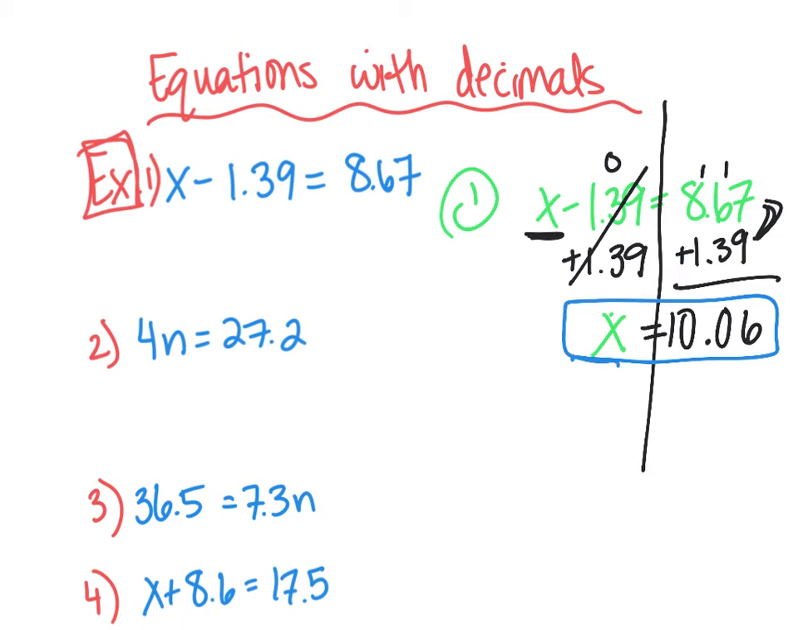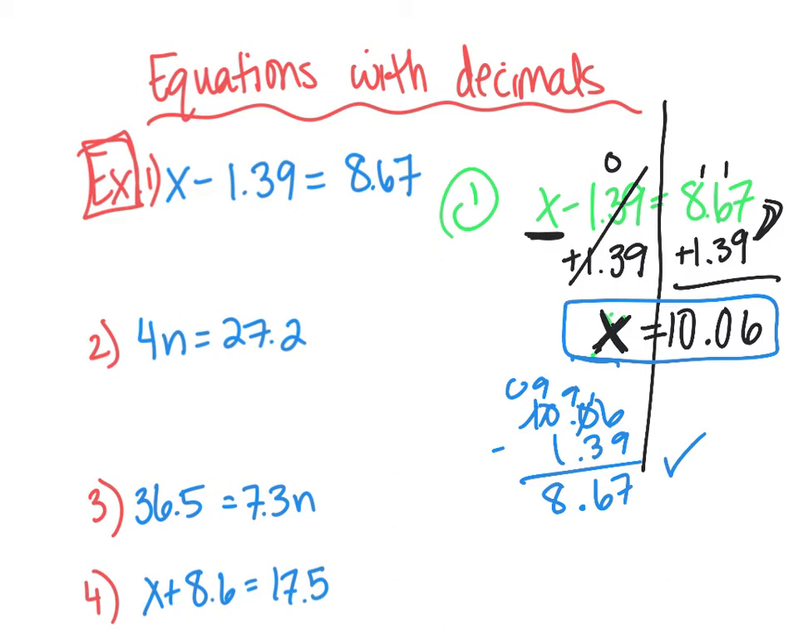Again, I can always plug this back in and check over my answer. So again, if I plug 10.06 in and I subtract off 1.39, I should get 8.67 back. So I need to borrow from here, and that's 9, and that's 9, and that's 10. Okay, 16 minus 9 is 7. 9 minus 3 is 6. Keep my decimal place, again, lined up because I'm adding and subtracting. And 9 minus 8 is 1. So yes, I have correctly solved this problem. So my x is equal to 10.06.